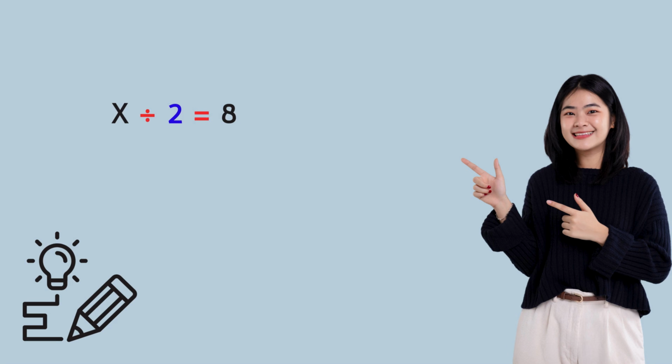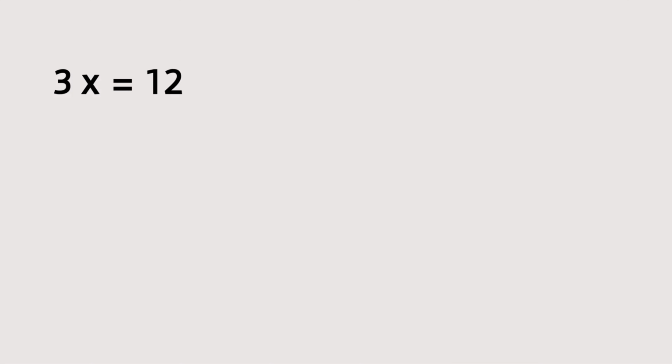On the flip side, if an unknown is being divided by a number, we can multiply both sides by that number to reverse it. Sounds a bit tricky right now? Don't worry, it'll become clearer after we walk through some examples. Let's get started with a simple one.